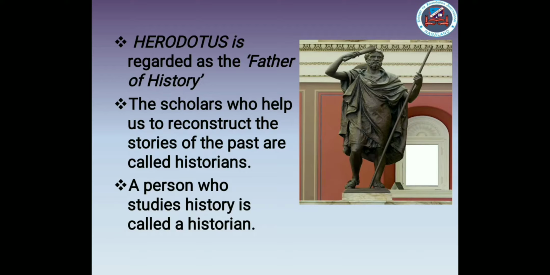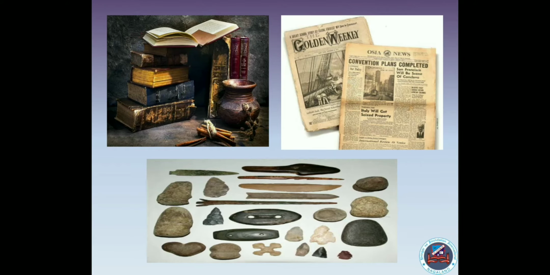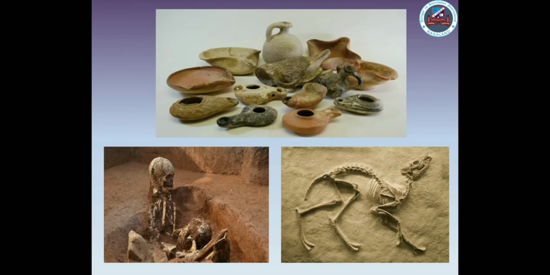The scholars who help us to reconstruct the stories of the past are called historians, and a person who studies history is called a historian. Historians first collect the information from the sources. They separate them, study, analyze them, and put them together to recreate the past. People know what happened in the past by looking at things from the past sources and deriving information from it. Sources like books, newspapers, and artifacts like tools, potteries, and remains of humans and animals.